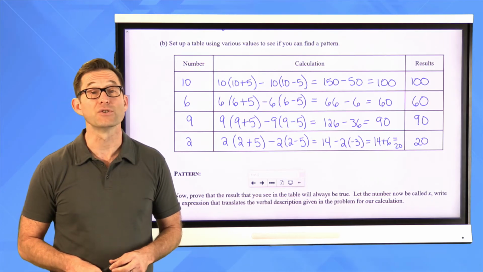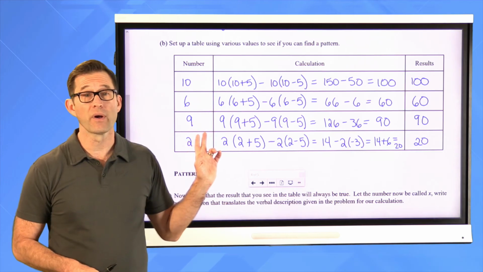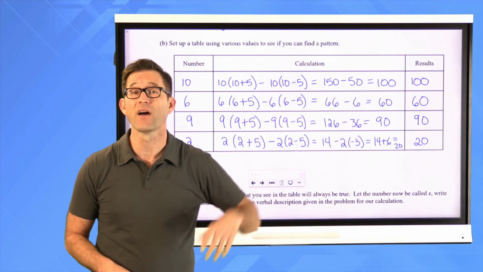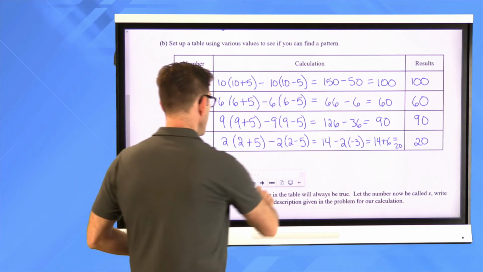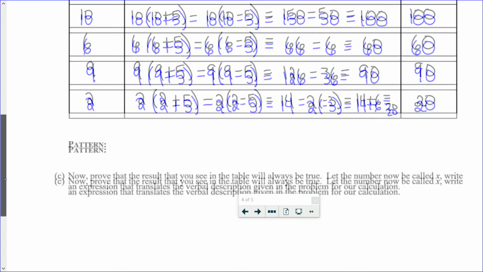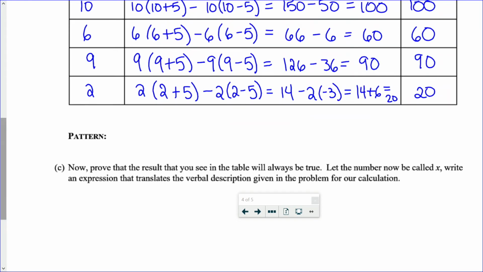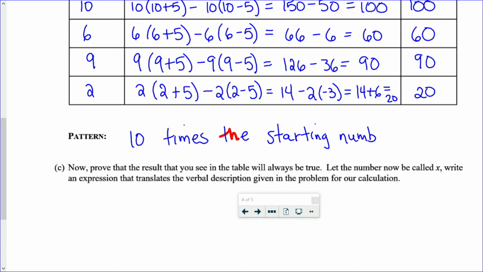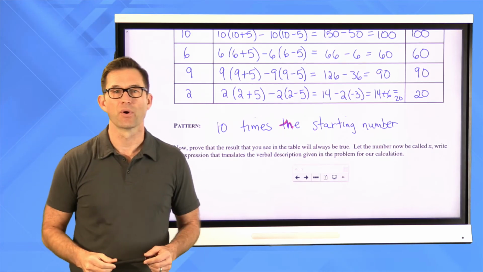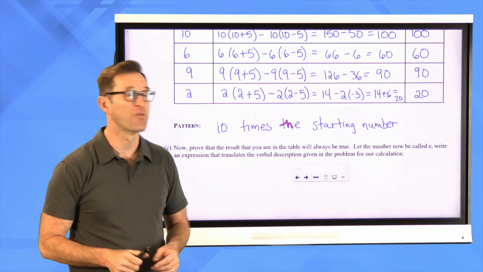All right, well, it sure looks like whatever number I start with, my result is 10 times that number. All right? Looks like it. All right, 10 times the starting number. Magic red pen. 10 times the starting number. Okay. Let's see if we can prove it.